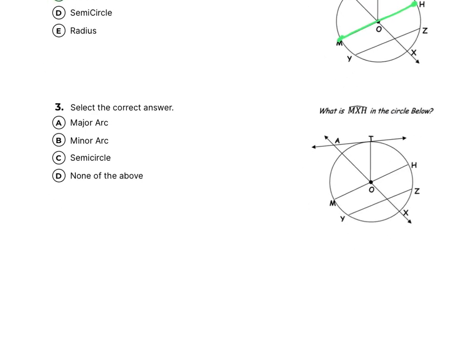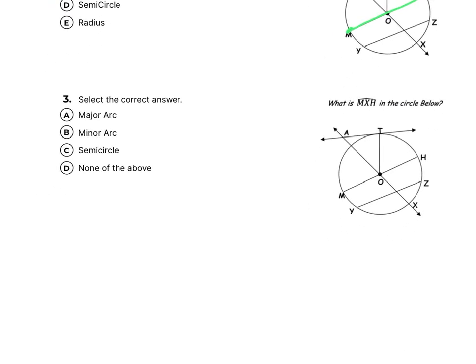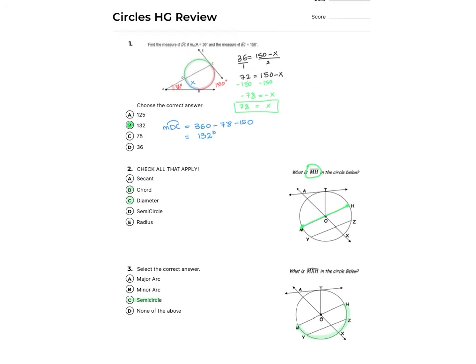Now if I move on to number 3, I need to know what arc MXH is. As you can see, the endpoints of this arc are the endpoints of a diameter. So this is a semicircle. Keep in mind that a semicircle has a measure of 180. A major arc has a measure greater than 180, and a minor arc has a measure less than 180. A major arc is named by 3 letters. A minor arc is named by 2 letters. So this is for the first page of the review.